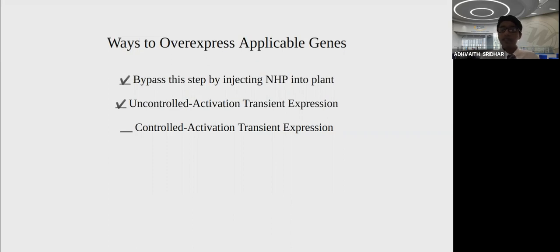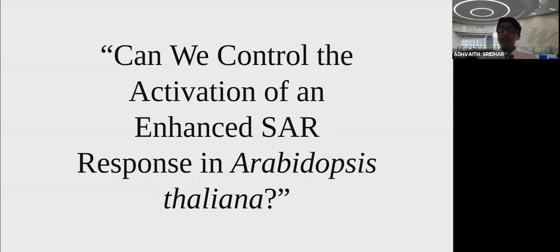So more specifically, the question that prompted my research project was, can we control the activation of an enhanced SAR response in Arabidopsis thaliana? And Arabidopsis thaliana is the plant that we use in my project.